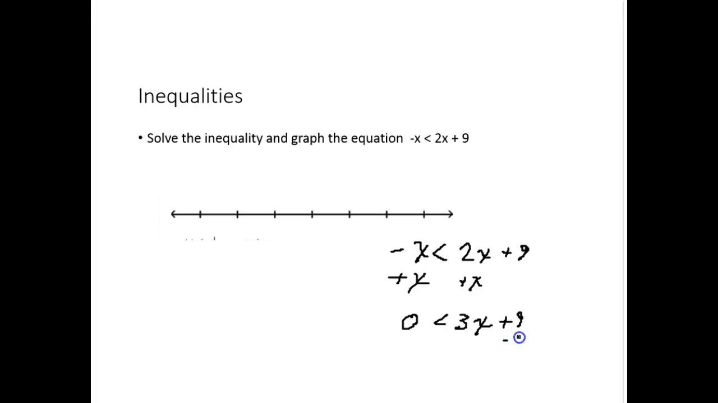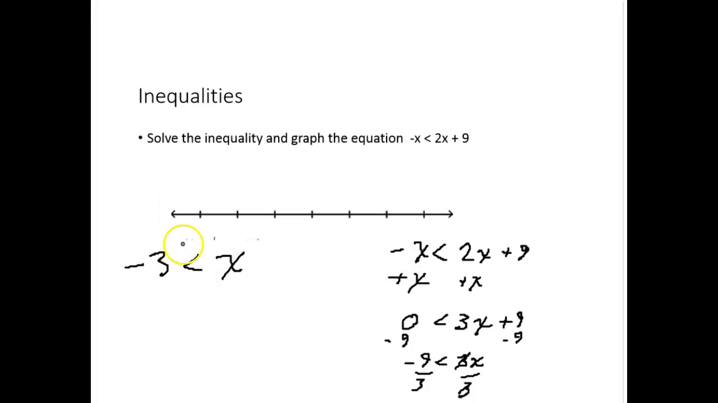I'm going to subtract 9 from both sides. If I just subtract a number, I don't change the direction. So I've got negative 9 is less than 3x. Now I'm going to divide by 3. Those will cancel out. Negative 9 divided by 3 is negative 3. Negative 3 is less than x.